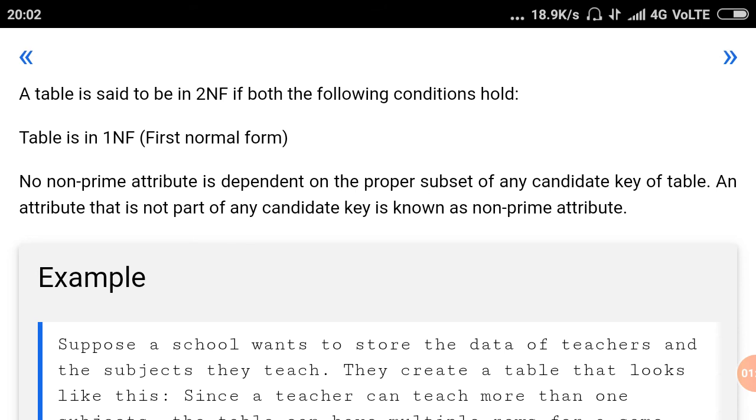So now let us have a look at the second normal form. A table is said to be in second normal form if both conditions are true: the table is in first normal form, and no non-prime attribute is dependent on a proper subset of any candidate key of the table. An attribute that is not part of any candidate key is known as a non-prime attribute.